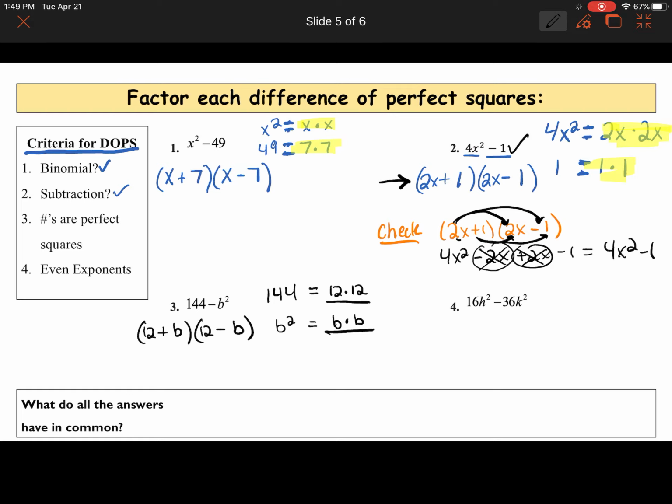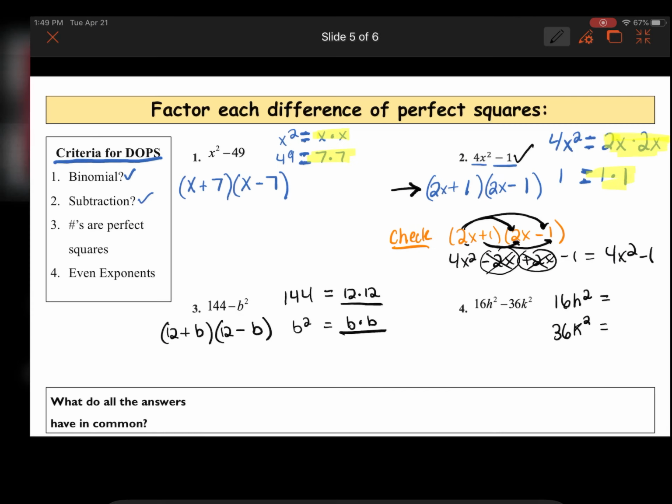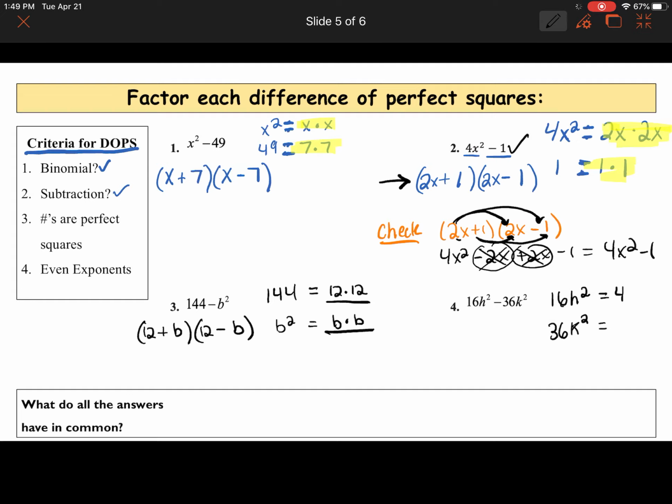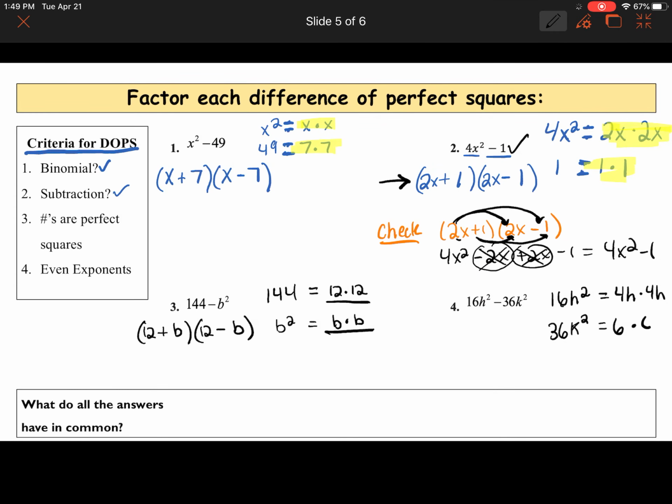Done. Very simple. And the last one looks a little bit more complicated, but it's not. We have a binomial, two terms. We have subtraction. Let's check for the perfect squares. We have 16h squared and 36k squared. The square root of 16 gives me 4. Good. And h squared is h times h. Think about it: 4 times 4 is 16, and h times h is h squared. For 36, the square root is 6, so 6 times 6 is 36. K squared is k times k. So 6k times 6k is the same thing as 36k squared.